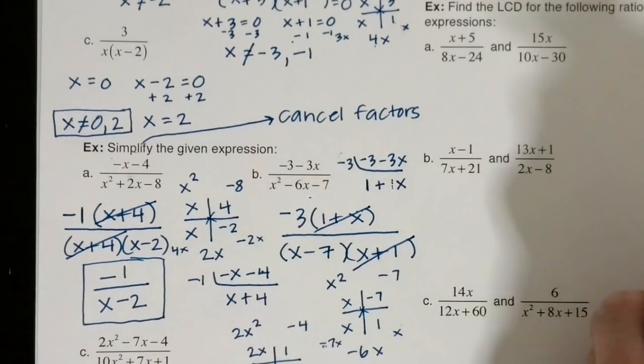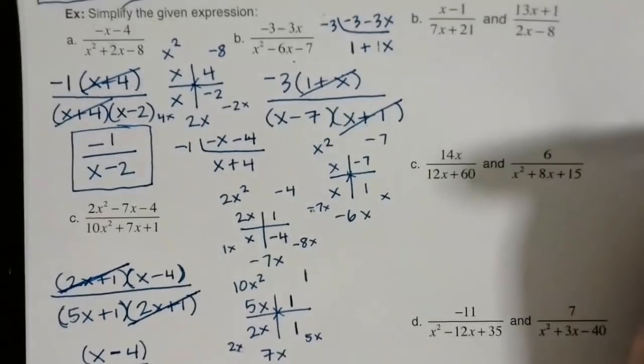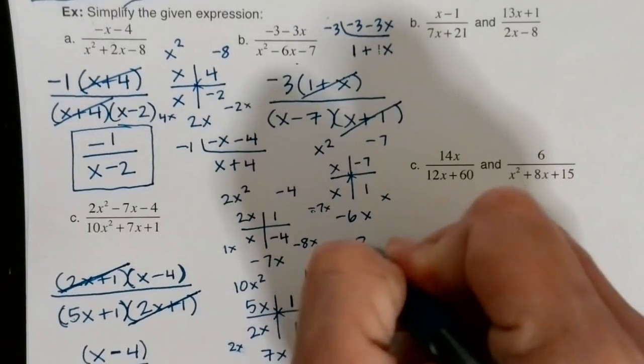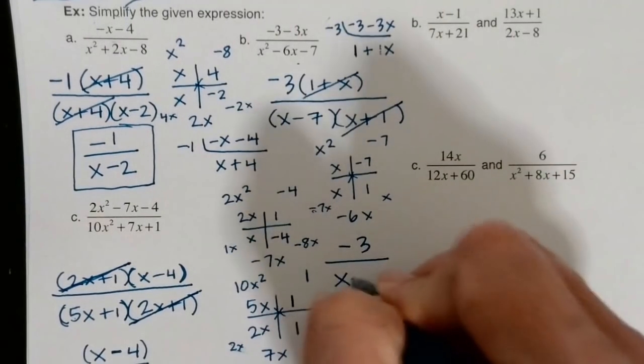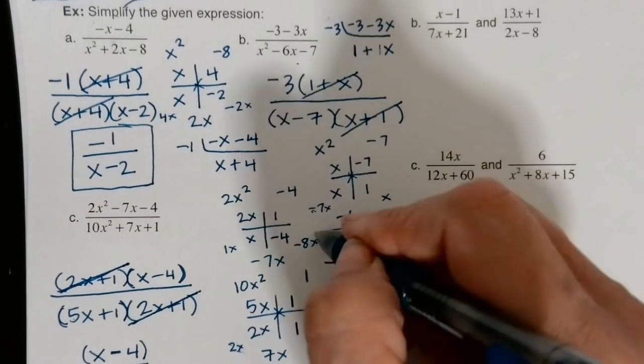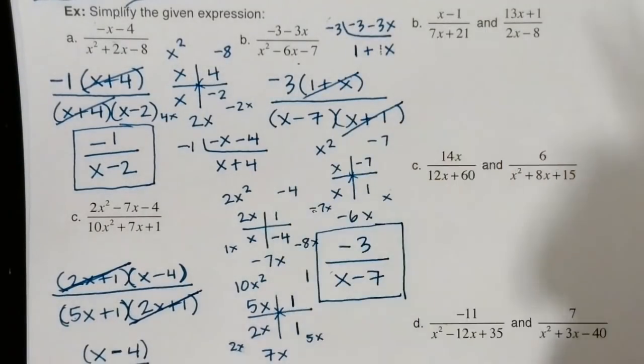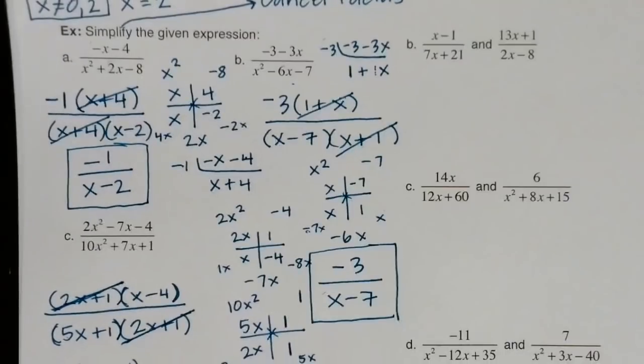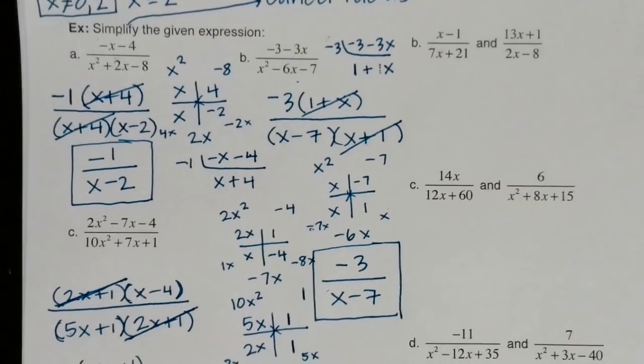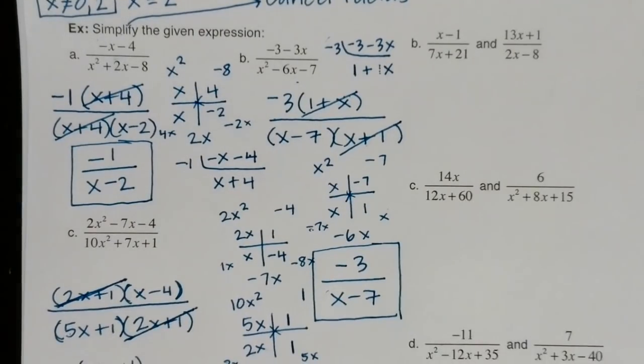Whoa, I didn't leave myself room for that answer, did I? It's okay, I'll write it down here. -3 over x minus 7. Again, you're more than welcome to leave parentheses around the factors so that you keep in mind that you can't cancel them unless they're a common factor, and that's an option for you there.